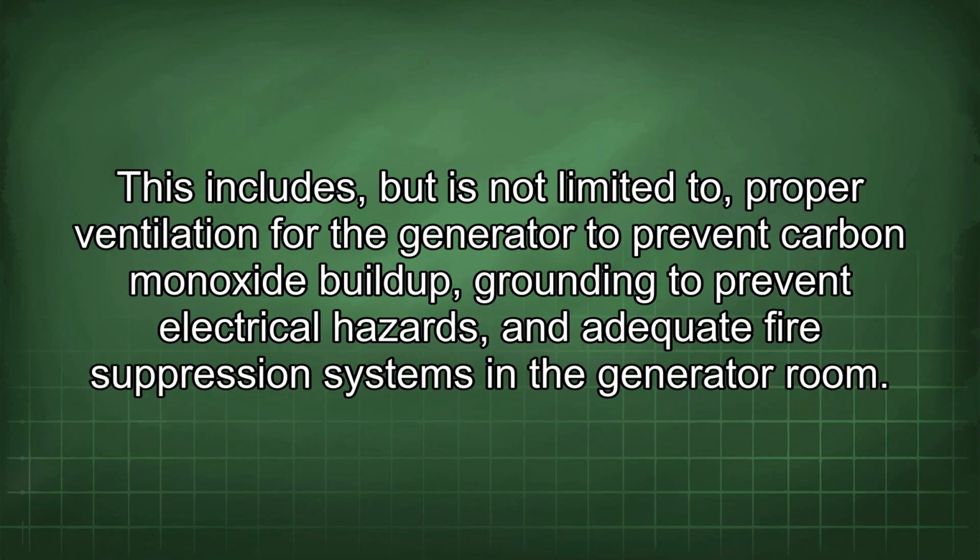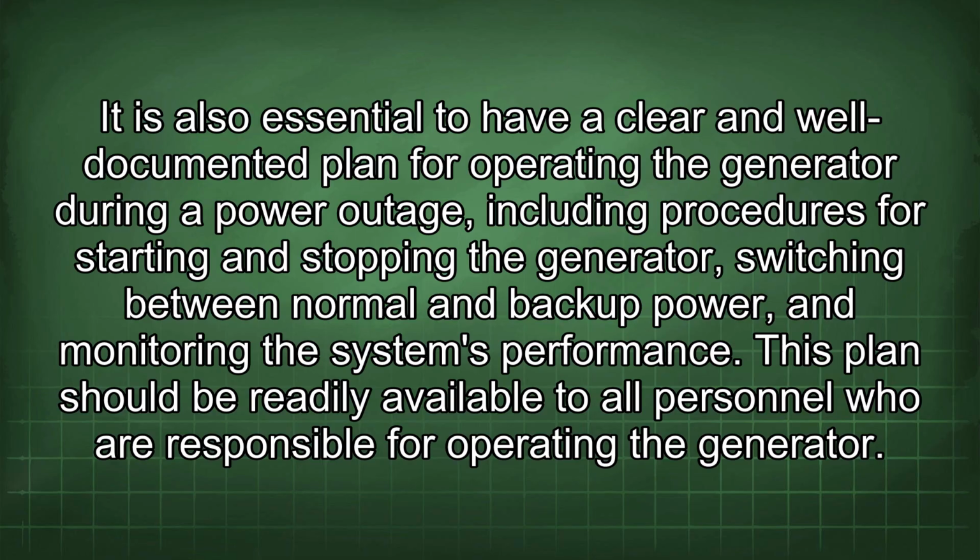This includes, but is not limited to, proper ventilation for the generator to prevent carbon monoxide buildup, grounding to prevent electrical hazards, and adequate fire suppression systems in the generator room. It is also essential to have a clear and well-documented plan for operating the generator during a power outage, including procedures for starting and stopping the generator, switching between normal and backup power, and monitoring the system's performance. This plan should be readily available to all personnel who are responsible for operating the generator.